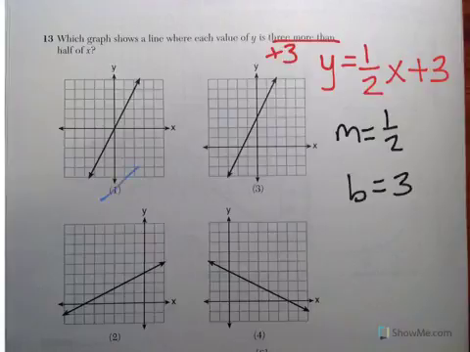Well, it can't be choice 1 because my y-intercept is not 3. Choice 3 does have a y-intercept of 3, but the slope is I'm rising 2 and I'm running 1. So the slope here is 2 over 1. So it's not choice 3. Choice 2, my y-intercept is 3. And if I go down 1 and to the left 2, I'll hit a point, and down 1 and to the left 2. So in this case, my slope is 1/2, my y-intercept is 3, so it is choice 2.